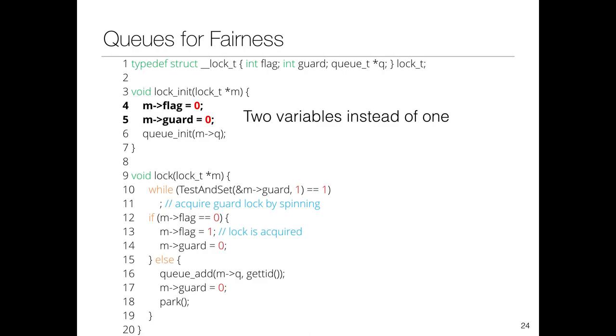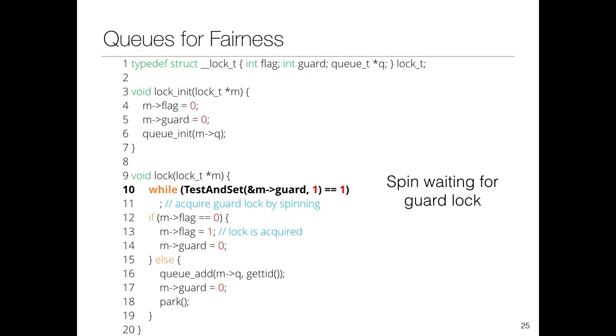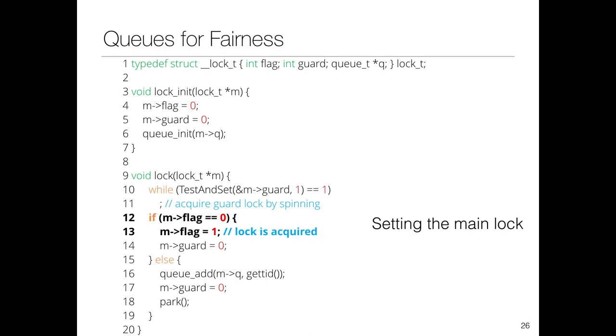Okay, so we use two variables instead of one. In the ticket lock, we also saw that we required two variables. But here the second variable is slightly different. It's acting as a guard for the other variable, flag, and for the queue. We use test and set guard 1 equal to 1, which is effectively spin waiting for the guard lock. And this is setting the main lock. So the main lock still remains the flag variable only.